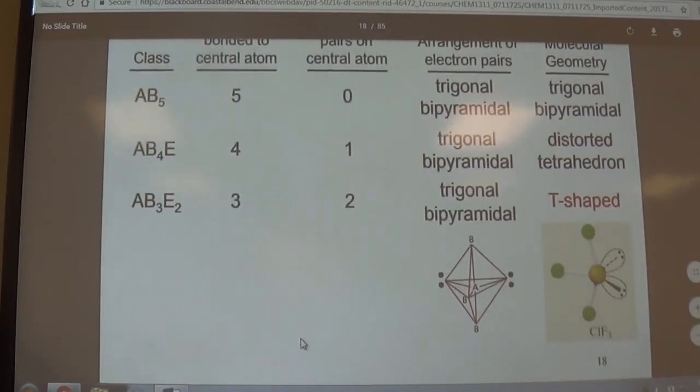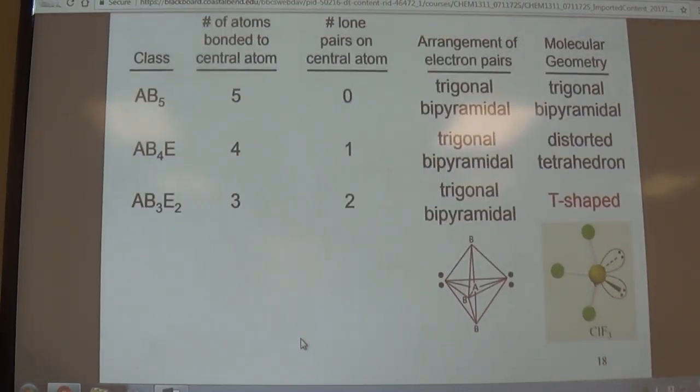Here we've got two electron pairs, and I gotta chase down that generator. I'll be right back.